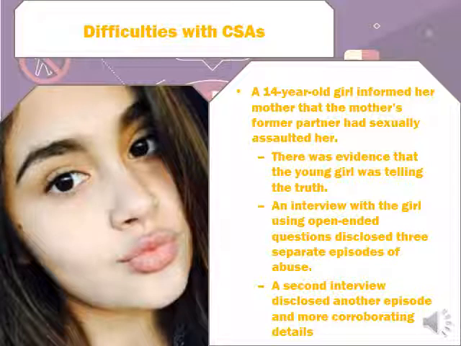So here's one. A 14-year-old girl informed her mother that the mother's former partner had sexually assaulted her. There was evidence that the young girl was telling the truth. An interview with the girl using open-ended questions disclosed 3 separate episodes of abuse. Notice how it was open-ended, so you're allowing the individual to share. A second interview disclosed another episode and more corroborating details. So now you're looking at additional information and additional charges for the perpetrator.